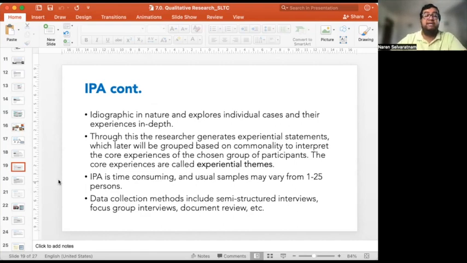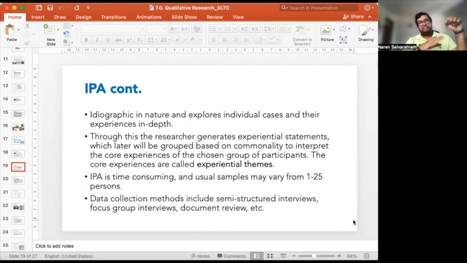And you can collect your data through semi-structured interviews. Semi-structured interviews mean not a structured interview. You have a set of questions. Based on the research questions that you have, you develop an interview guide. What are the questions I need to ask in order to find answers to this research question?